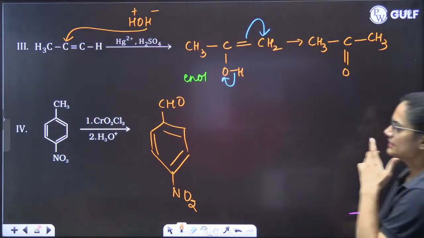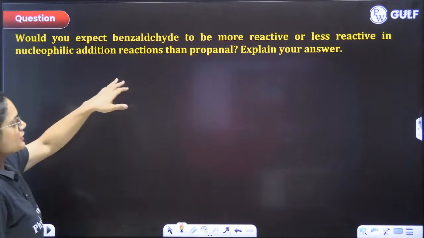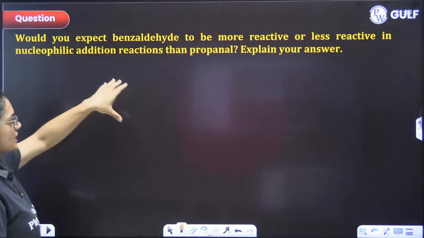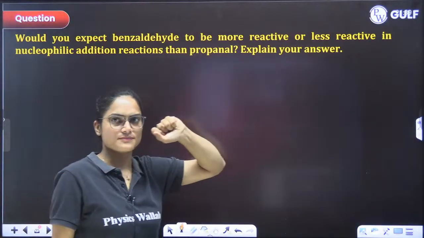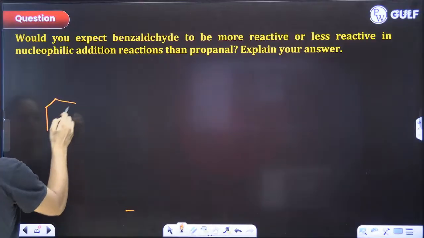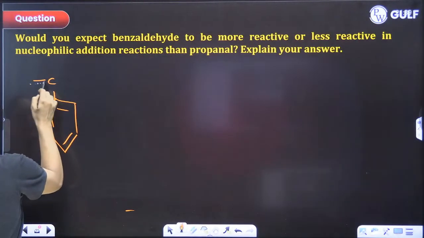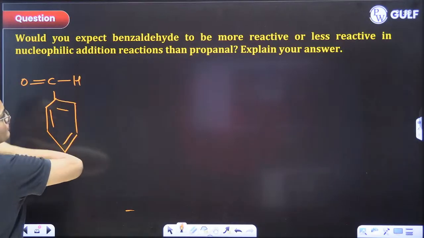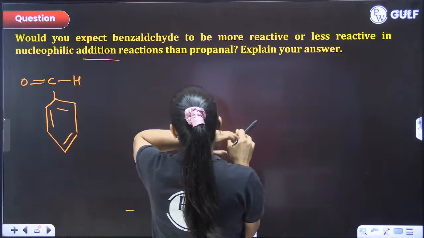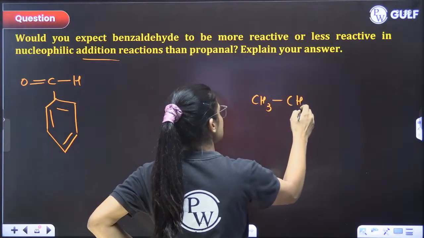Okay, let's move ahead. Next question here we have is, would you expect benzaldehyde to be more reactive or less reactive in nucleophilic addition reactions than propanal? Explain your answer. What do you expect benzaldehyde, which is C6H5CHO, to be less reactive or more reactive in nucleophilic addition reaction than propanal? And propanal is CH3CH2CHO.